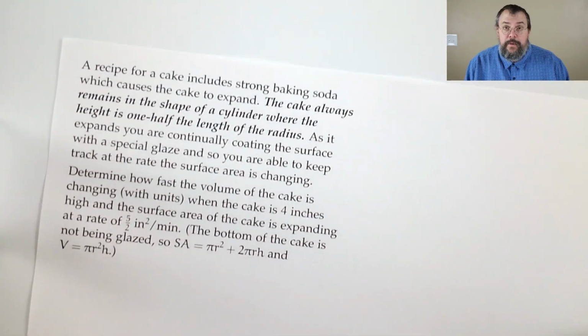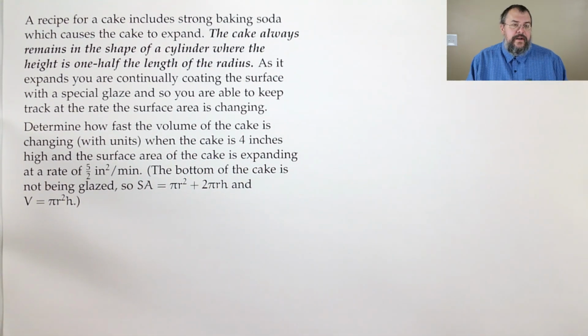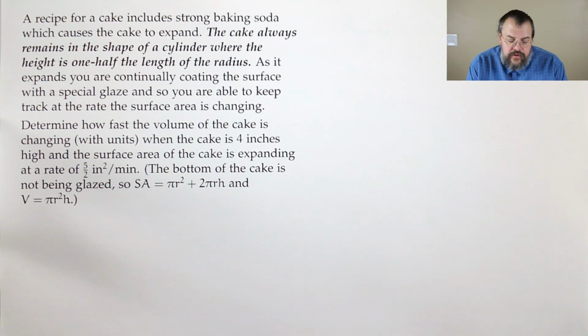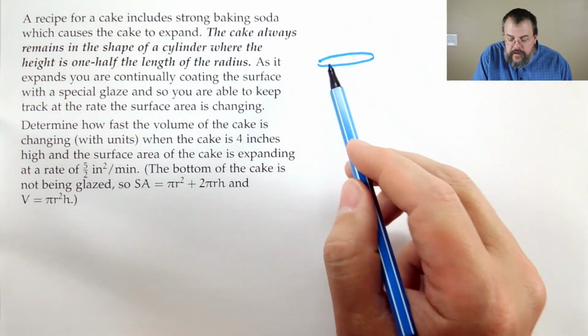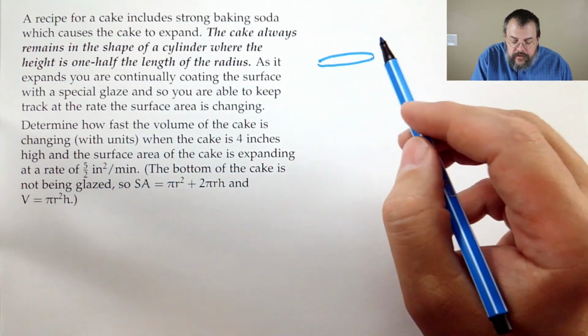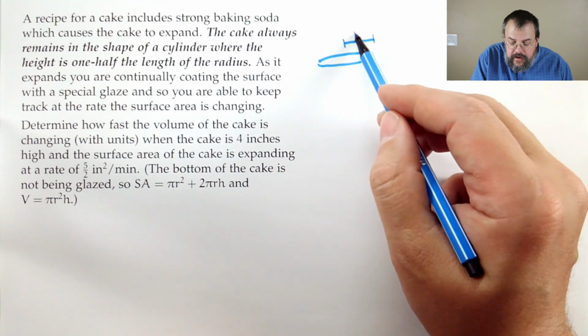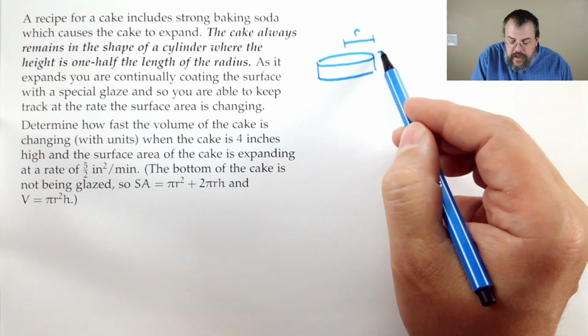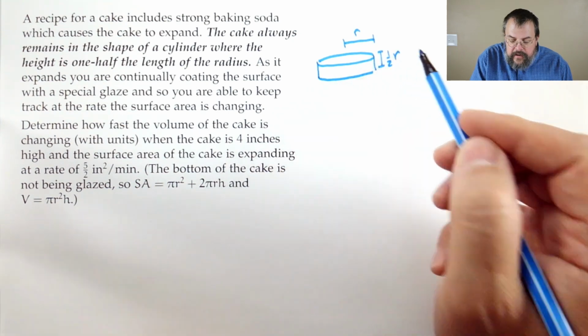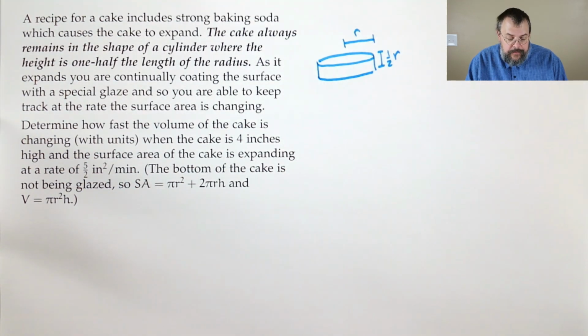let's try another problem. A recipe for a cake includes strong baking soda, which causes the cake to expand. The cake always remains in the shape of a cylinder, where the height is 1/2 the length of the radius. All right, we can actually get a picture of what that cake looks like. So if we think of our radius as being here, it's kind of a short cake. The height would be 1/2 the radius. All right, so there's our cake.